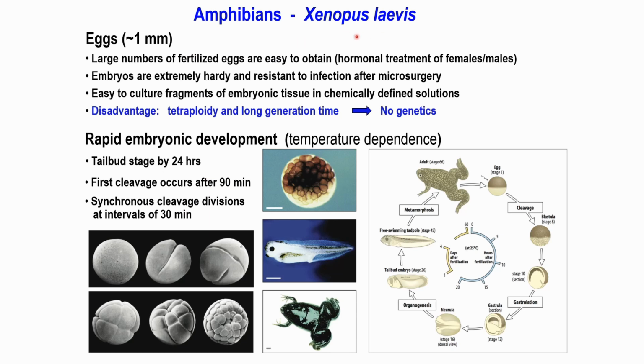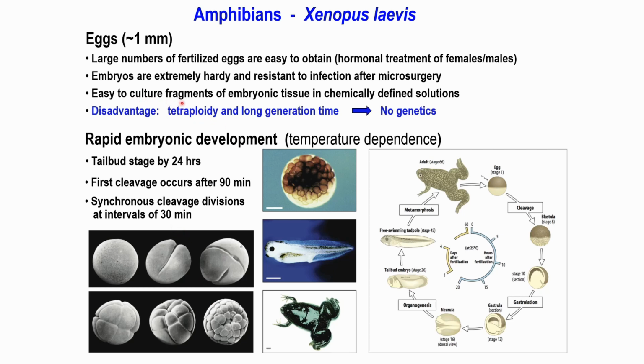Amphibians, the frog Xenopus laevis: the eggs are large, 1 millimeter, so double the size of the fly egg, but the animal itself is obviously much bigger. They can give rise to large numbers of fertilized eggs. They're easy to obtain. The embryos are resistant to infection after microsurgery. That's why they can remove one cell after the first cleavage. It's also easy to visualize, so that's quite nice as a model system.